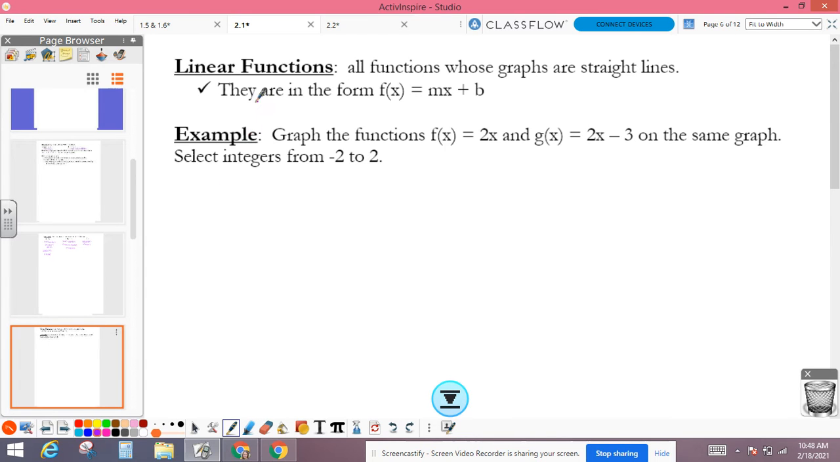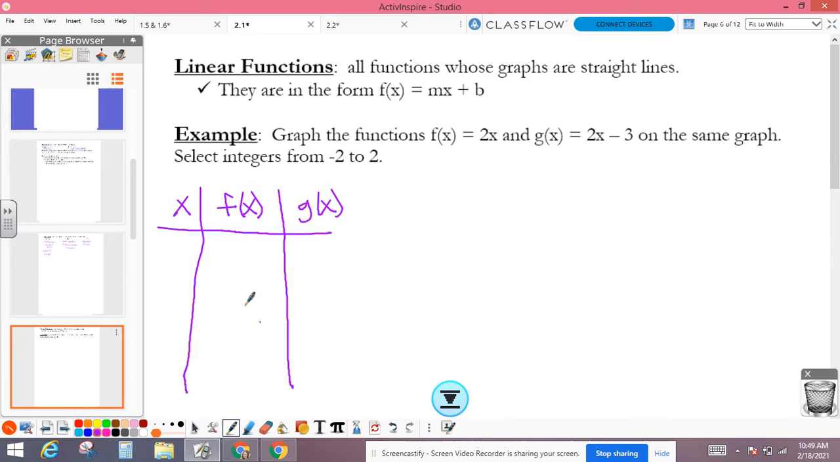Okay, so linear functions. We know that they're in this form, y equals mx plus b. We know that they make a line. Right now, though, we're just graphing with a table because we haven't learned to graph a line yet in this book. So what they're wanting you to do is to make a table, and I'm just going to make one table and put all of it in there. They want us to go from -2 to 2. And it says integer, so that means I don't have to do decimals.